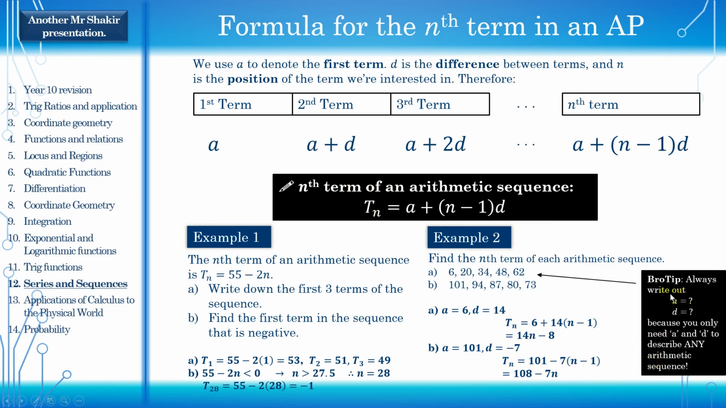Okay? So bro tip, always write out A is equal to something, D is equal to something. That's the first thing you should do when you are dealing with the nth term of an arithmetic sequence. Just write that down, it makes it a lot easier, it'll save you from making silly mistakes.